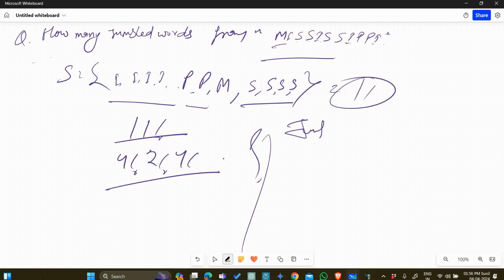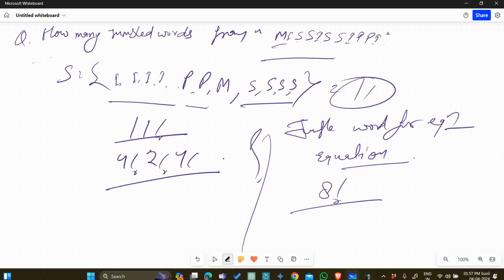Next question we can modify here only is jumbled words for EQUATION. All are different, so it would be 8 factorial upon everything repeating itself one time, so it would be 8 factorial only.